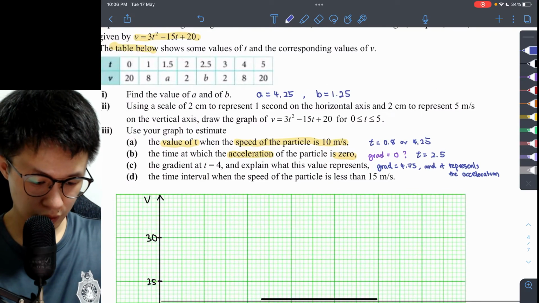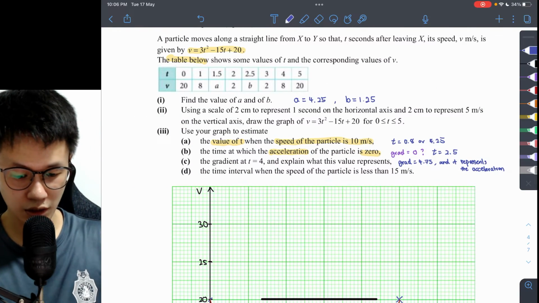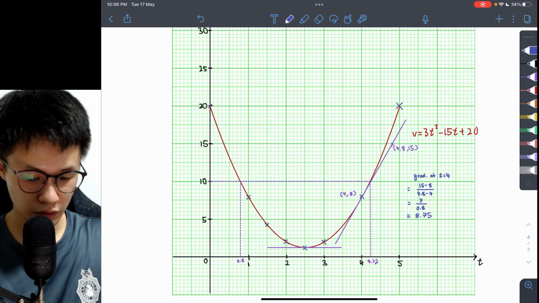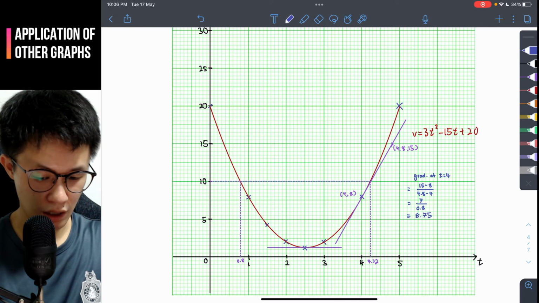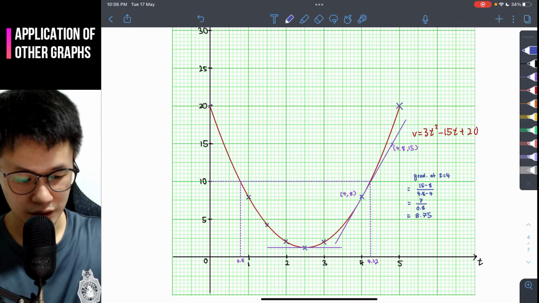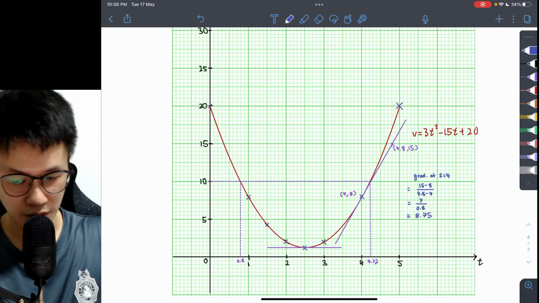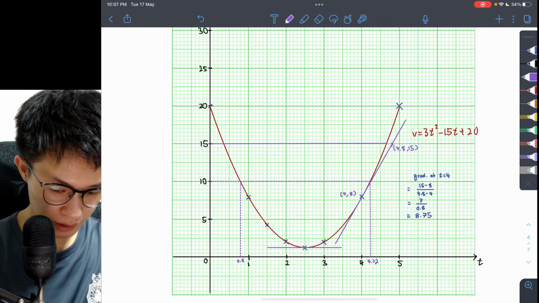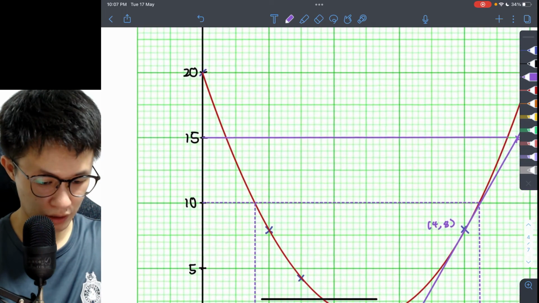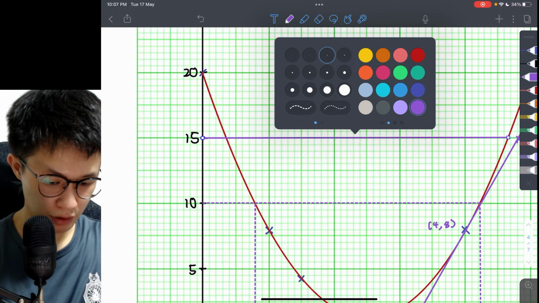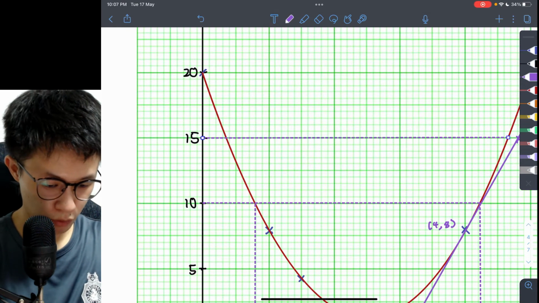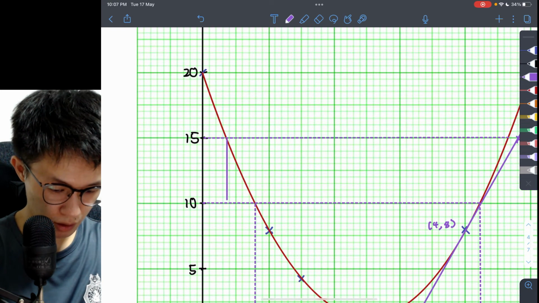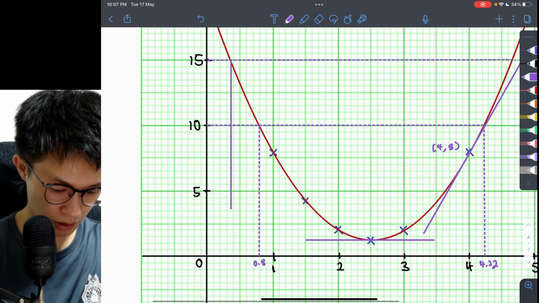Okay, find the time interval when the speed of the particle is less than 15 meters per second. So we're just going to find the time interval in which it will always be less than 15 meters per second. What does it mean? So let's first find out at what times it is at 15 meters per second. From my line over here, where v is equal to 15, we have two values. One is here. Oops, sorry. Okay, one is here. Let me just quickly extend it down.